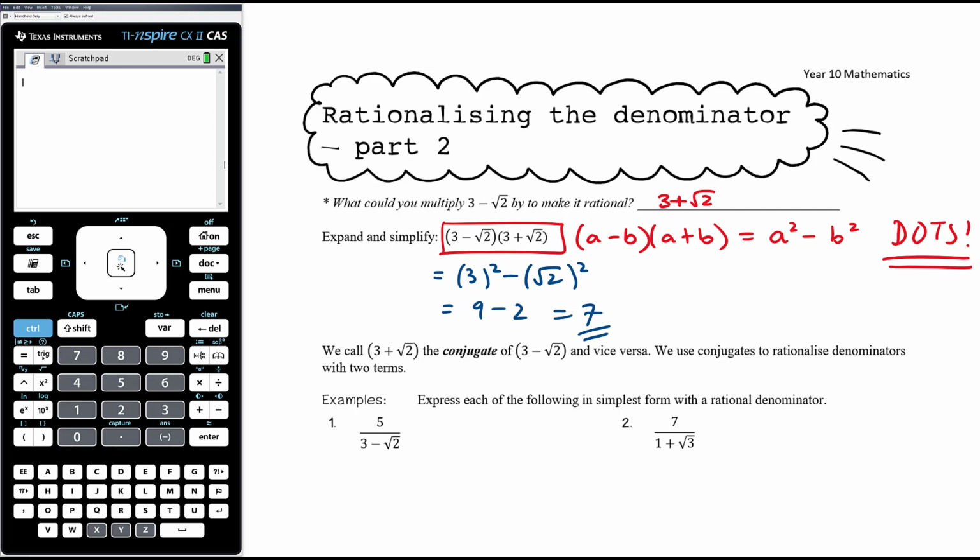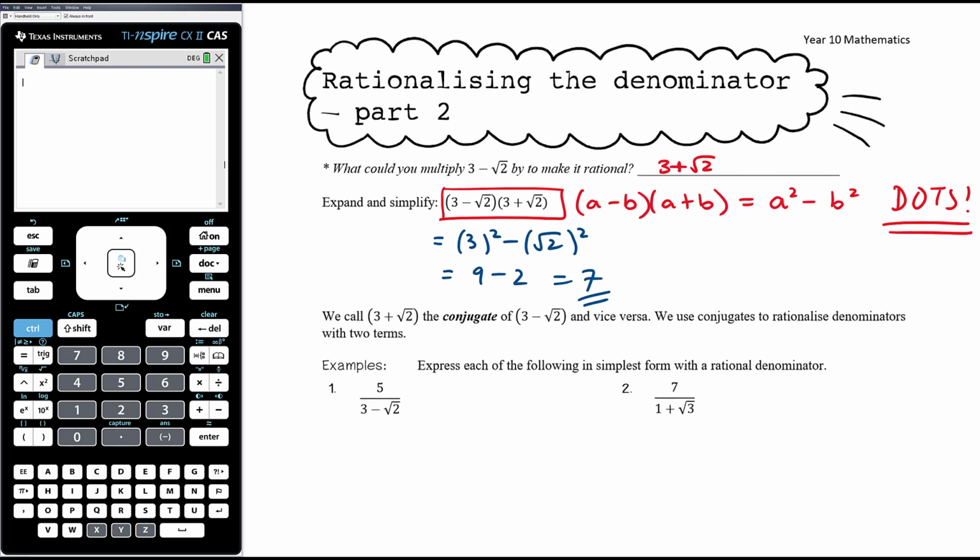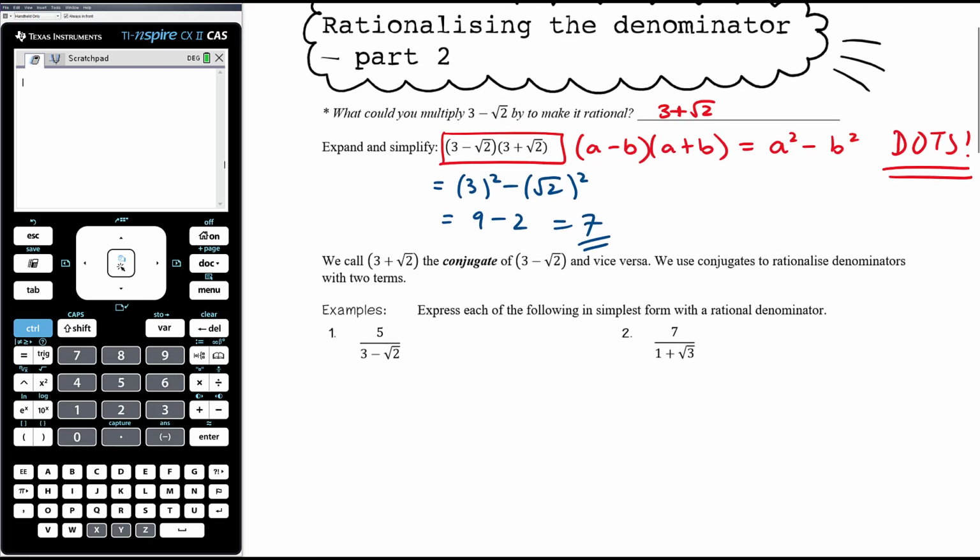Okay? So we call these conjugate pairs. 3 plus root 2 and 3 minus root 2 are conjugate pairs. 3 minus root 2 is the conjugate of 3 plus root 2 and vice versa. And so we need to use these conjugates to rationalise denominators with two terms. So it's not just about multiplying by root 2, it's also not just about multiplying by itself. We don't want to multiply by 3 minus root 2.